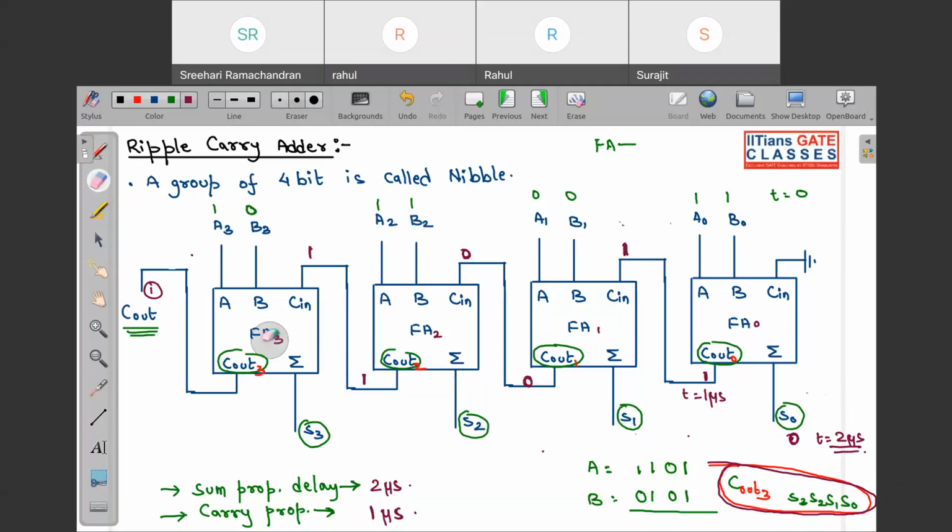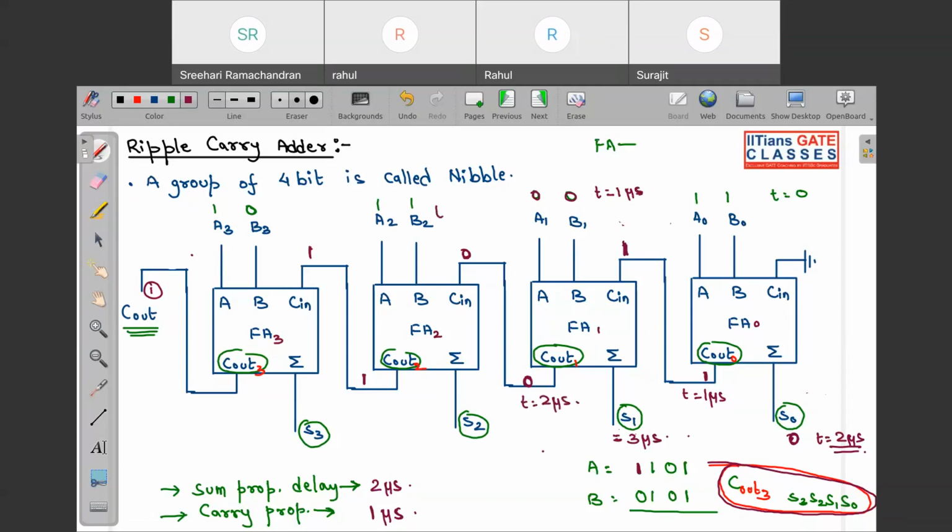See, now understand very clearly what is happening. So I got the complete set of inputs, the 0, 0, 1 at t equal to 1 microsecond. Listen very carefully. At 1 microsecond, this S1 will be generated after 2 more microseconds. So that is 3 microseconds. And this carry will be 0 at t equal to 2 microseconds.